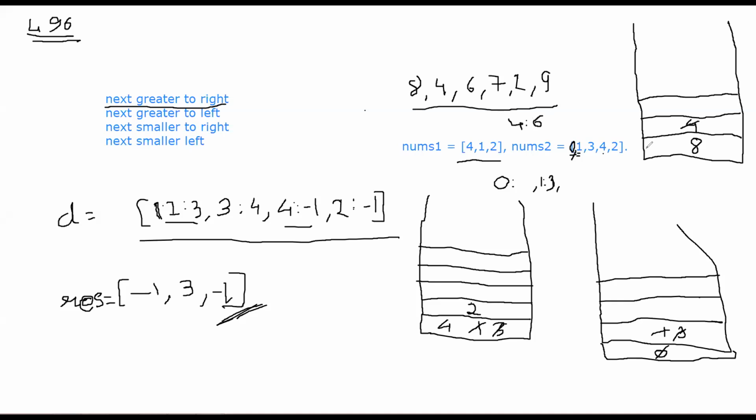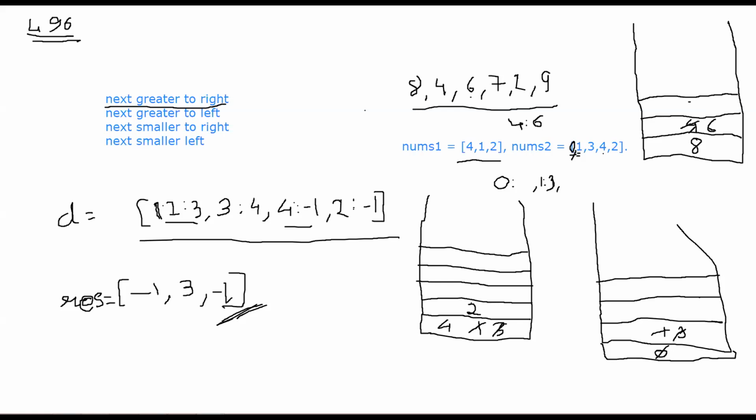Now the top has changed to 8. At the same time, in the loop, I'll check what the current top is against 6. 8 is greater than 6, so it will still remain in the stack. And after the loop, the 6 will also be pushed into the stack. Now we'll come to 7.